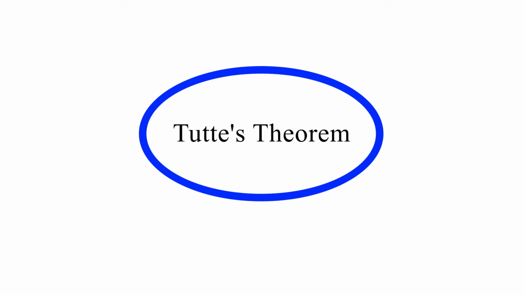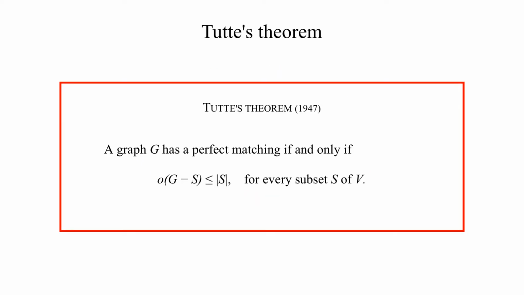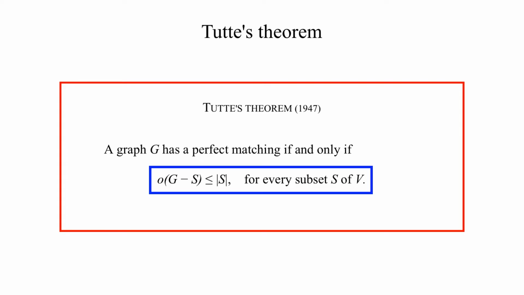Tutte's theorem. A graph G has a perfect matching if and only if the number of odd components of G minus S is at most the number of the elements of S, for every subset S of V. We shall refer to this condition as Tutte's condition.